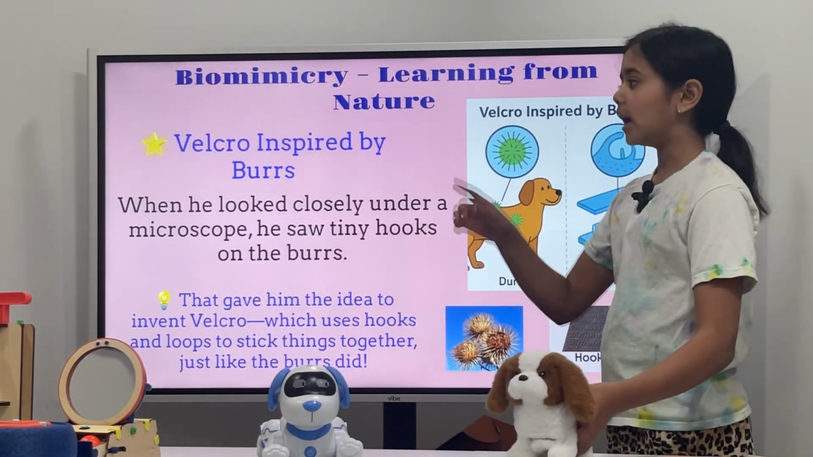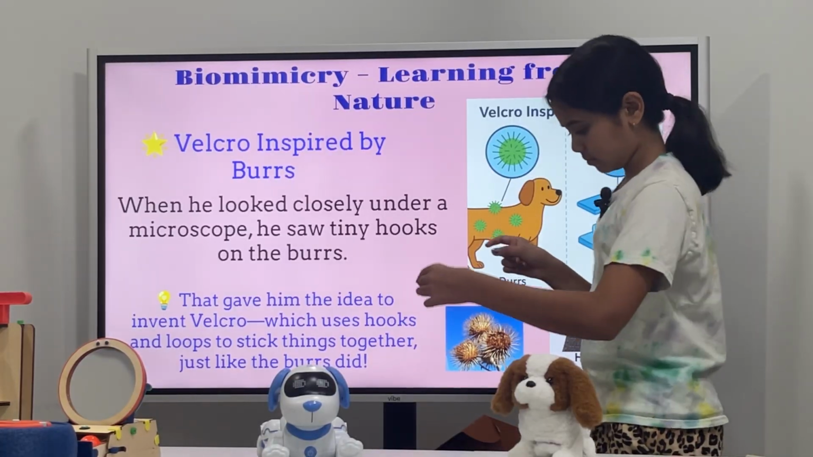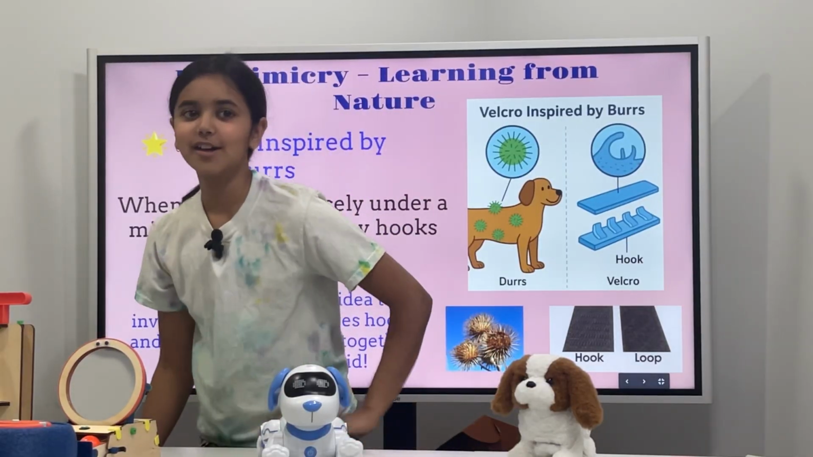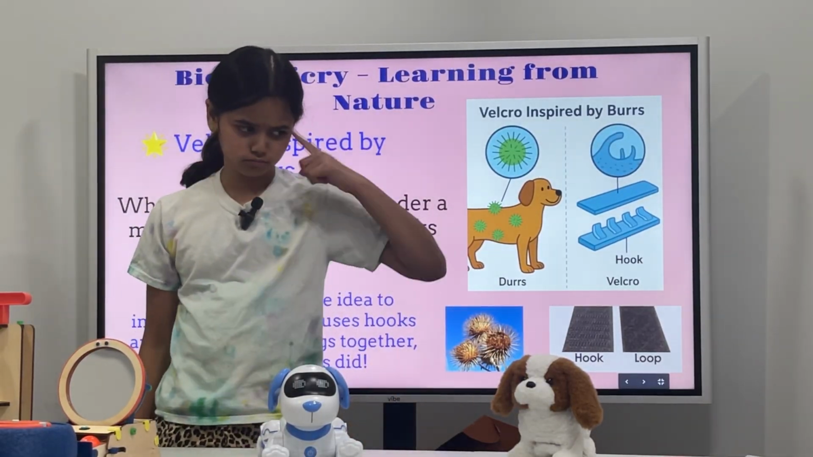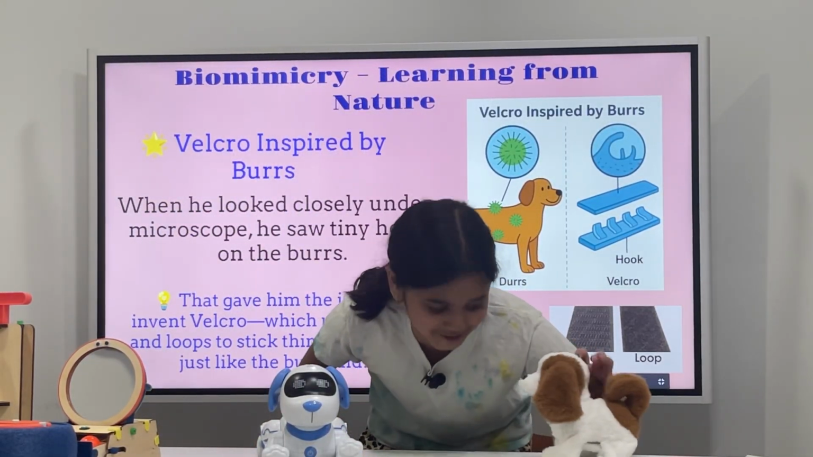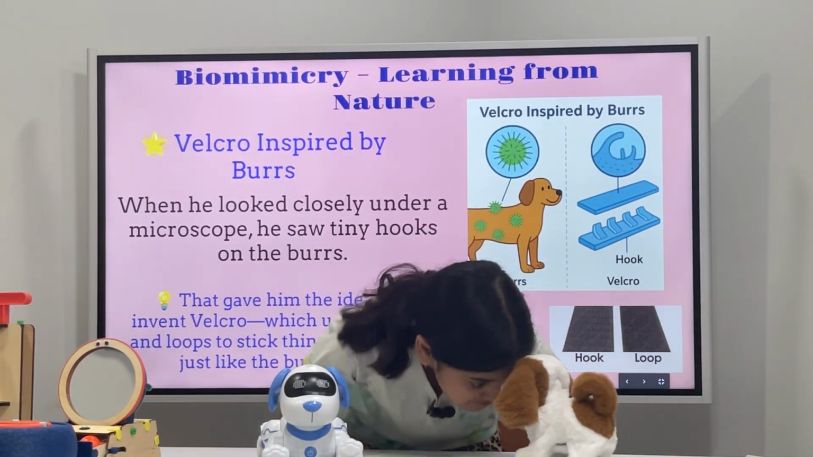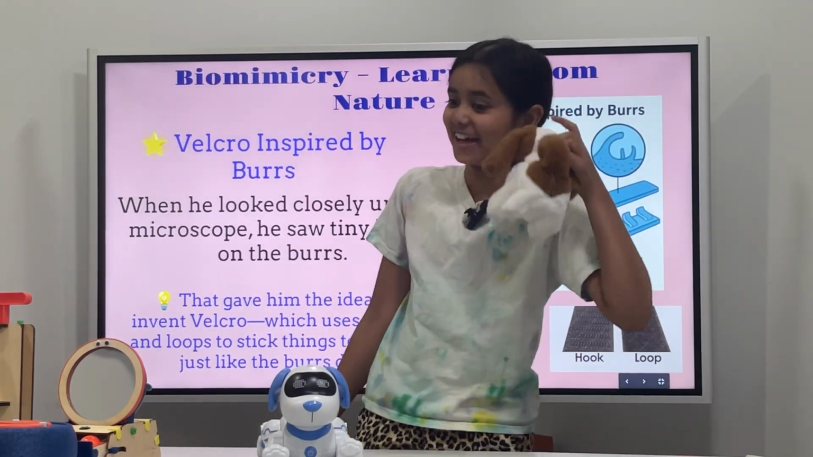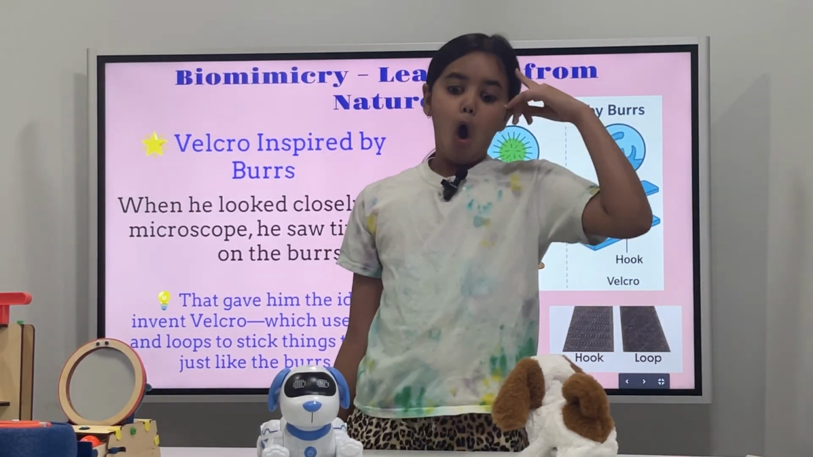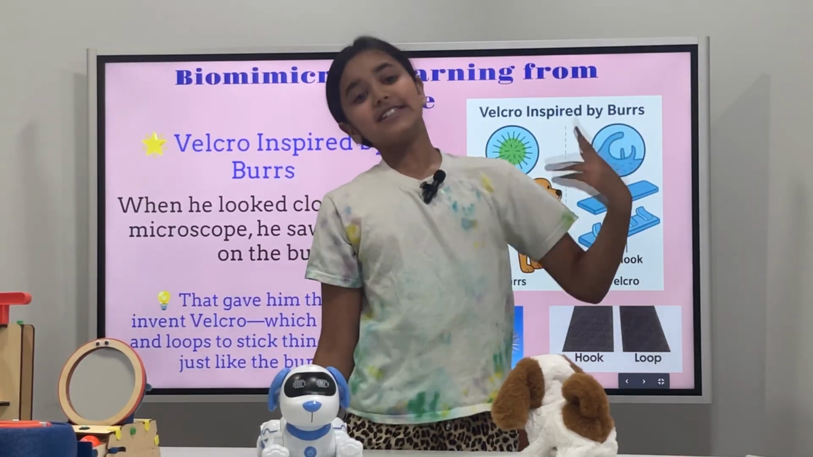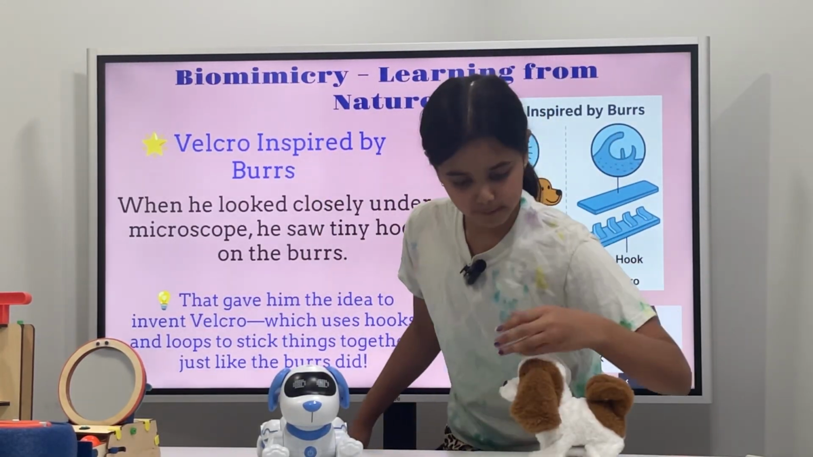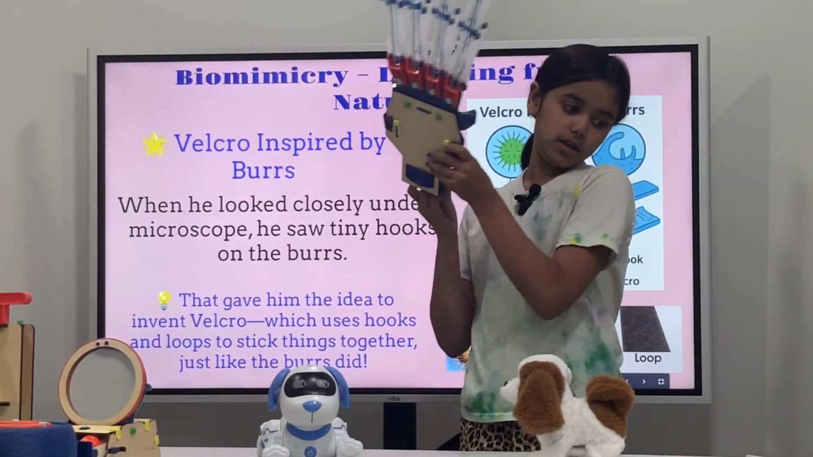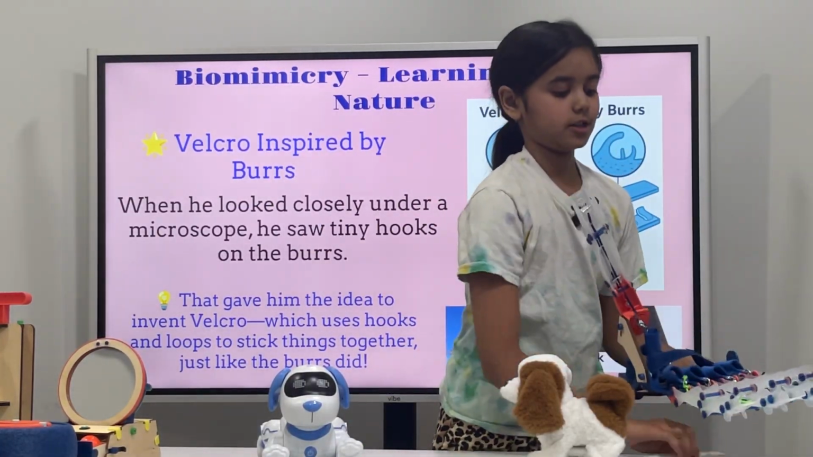Yeah. So I'm going to take one of these burrs. Walk, walk, walk. Microscope. I think this is my microscope. Place the burrs. Oh, this is a microscope, okay? And then he got an idea: oh, the tiny hooks are on there. So that means it got stuck on my dog. Poor dog, it's so painful. Let's place this here.